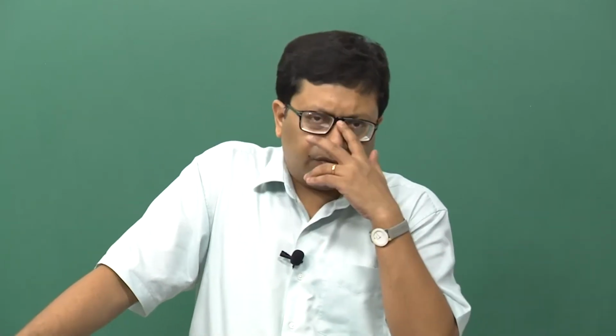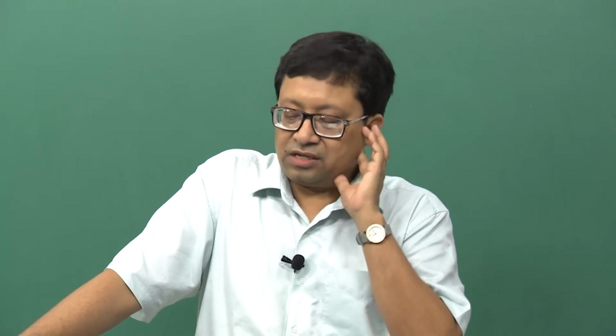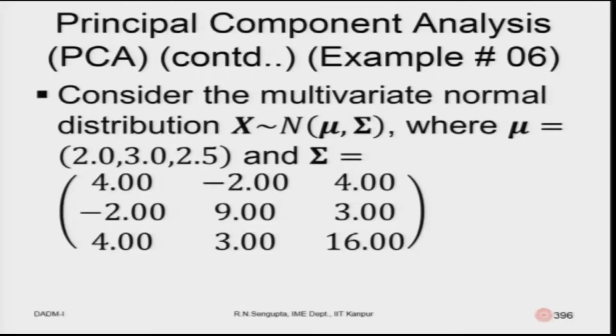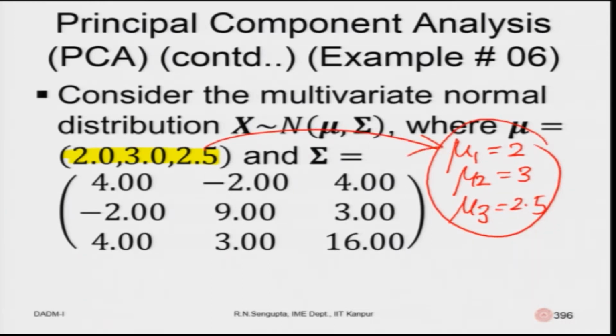Now, let us consider a very simple example, and I will give you the main calculations. So, consider the multivariate normal distribution, where the mean values of the 3 random variables x1, x2, x3 are given as 2, 3 and 2.5 here. So, mu 1 is equal to 2, mu 2 is equal to 3, mu 3 is equal to 2.5. So, this is done, you have understood it.